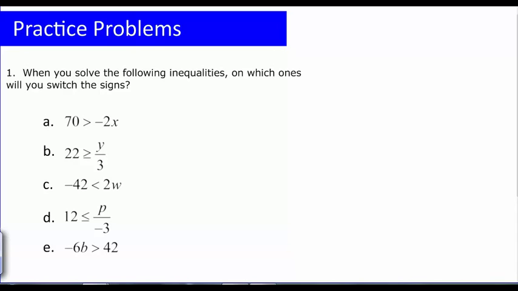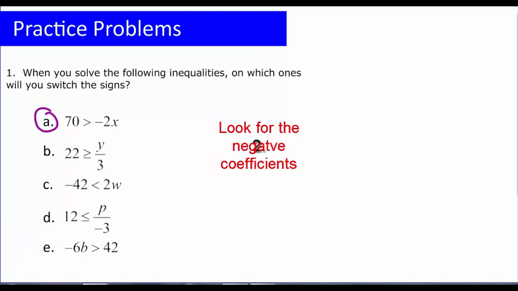Alright, here is a practice problem for you. When I solve these following inequalities, on which ones will I switch the signs? So remember, the special case is if I multiply or divide both sides by a negative number, I'm going to switch the signs. So I'm just looking for the negative coefficients here. I'm going to switch the sign on A because the coefficient of x is negative 2. I wouldn't switch it on B because the coefficient is 1/3, it's positive. C, I wouldn't switch it because the coefficient is positive 2. On D, I would switch it because the coefficient is negative 1/3. E, I would also switch it. The coefficient is negative 6.